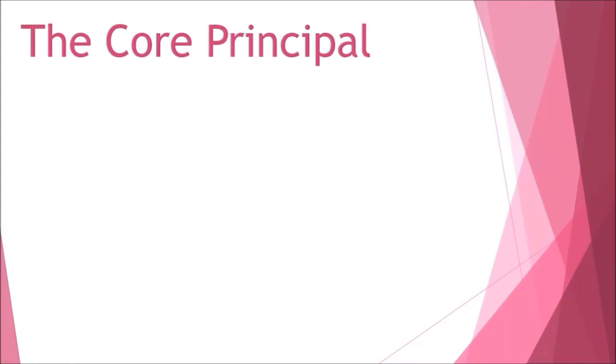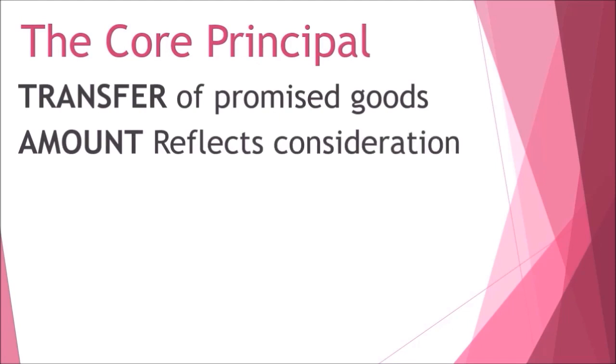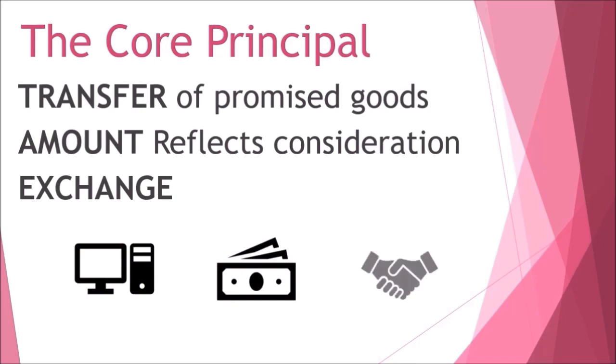The core principle of the standard is that an entity recognizes its revenue to show the transfer of promised goods or services to the customer in an amount that reflects the consideration to which the entity expects to be entitled in exchange of those goods and services. The standard has broken down the entire recognition criteria into five simple steps. Before that, just to brief this out: there should be a transfer of promised goods and services, there should be an amount, and there should be an exchange.